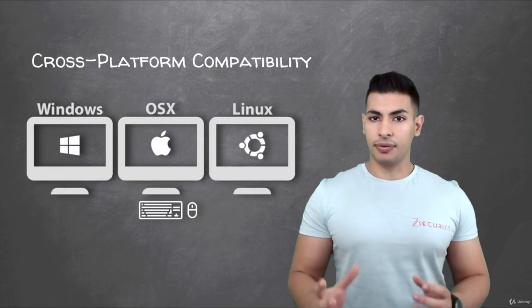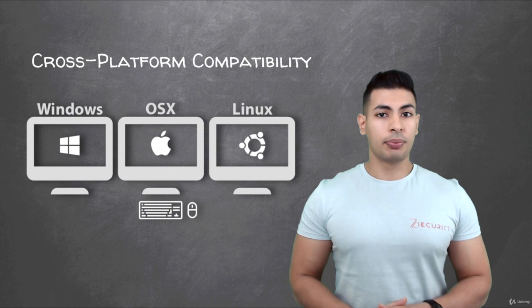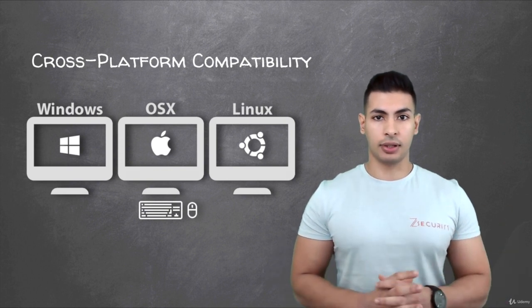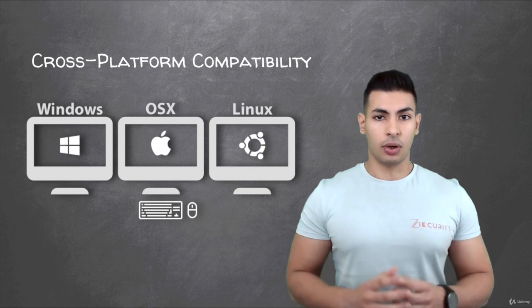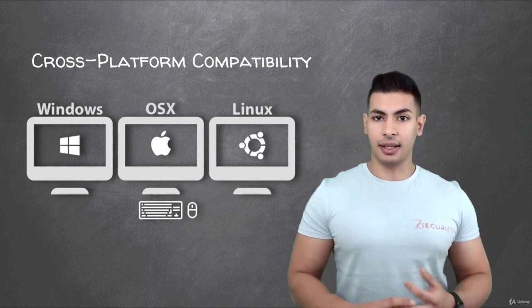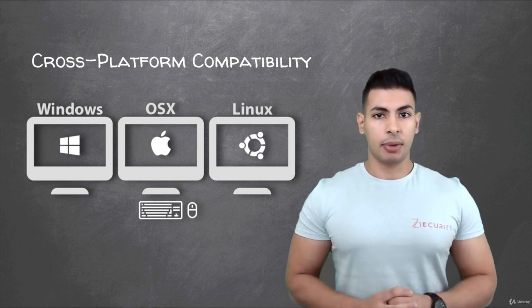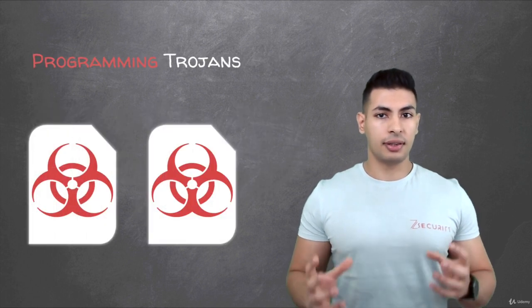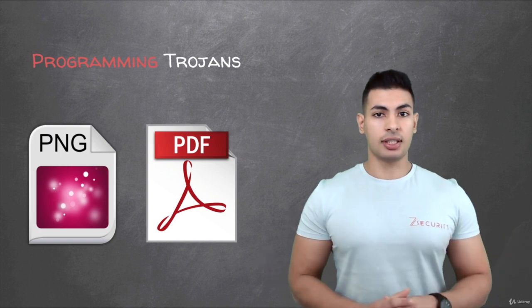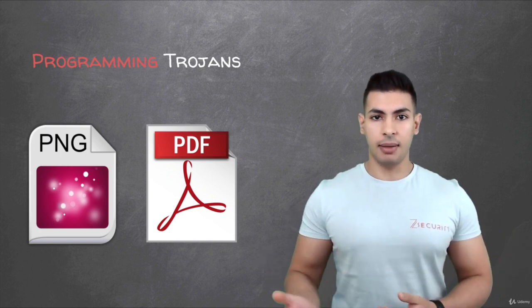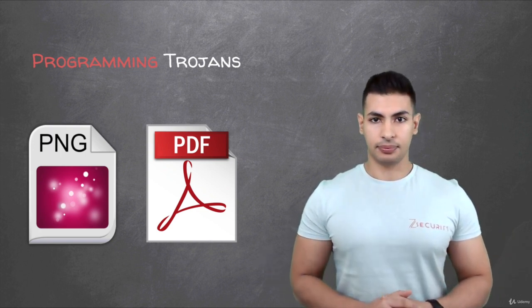In the last part of this section, I'm going to show you how to package all of the programs that we built so far so that they can run on any operating system: Windows, OS X, and Linux. Not only that, but I'm also going to show you how to convert these programs into Trojans so they look and function just like any other file type, like an image or a PDF.